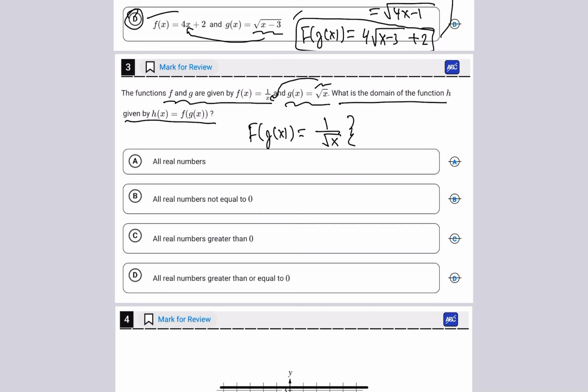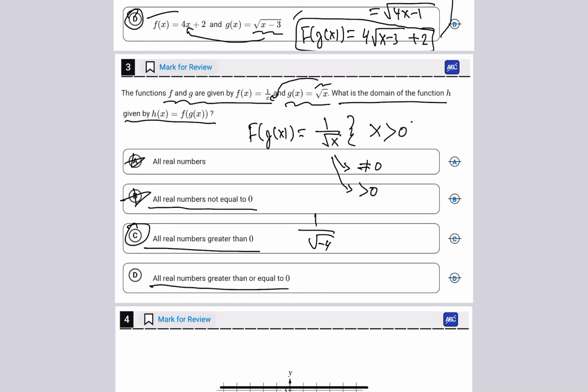Always remember with the domain, what's in the denominator must not be equal to 0. And well, since we have a square root, this also means that it has to be positive. So it can't be equal to 0 and it has to be positive, so that basically means x is greater than 0. It's not greater than or equal to 0, it's simply greater than 0. So looking at the answer choices, all real numbers is not true. All real numbers not equal to 0 is also not true, because what if I have a negative, so let's say 1 over square root of negative 4, that doesn't work. And all real numbers greater than 0, well, this is in fact the correct answer.